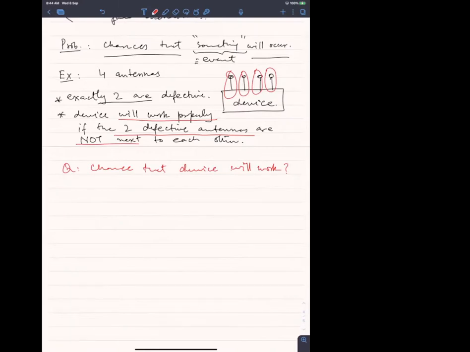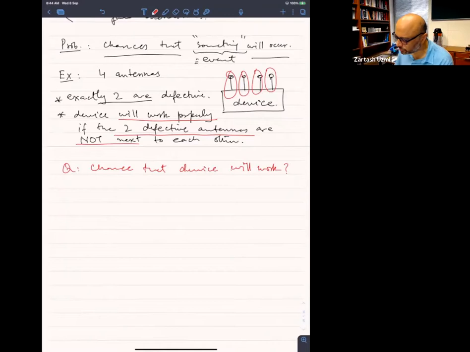Answers in the chat window. What are the chances that the device will work properly? Or what is the probability that the device will be working properly? So the chances cannot be more than 100%. So you cannot have the chance of anything occurring more than 100% of the time.